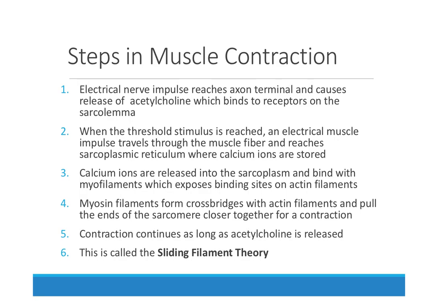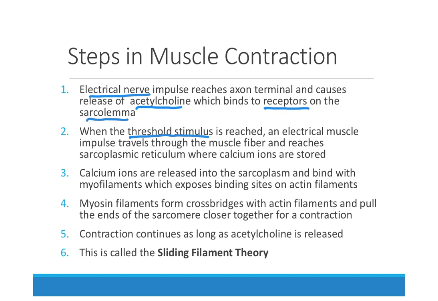The steps of muscle contraction start with the electrical nerve impulse reaching the axon terminal, releasing the acetylcholine neurotransmitter, which then floats over and binds to receptors on the sarcolemma, or the cell membrane of that muscle fiber. When enough receptors have received acetylcholine, we reach a point which is known as the threshold stimulus. So we need to have a certain amount of impulse coming through in order for your muscle to respond.